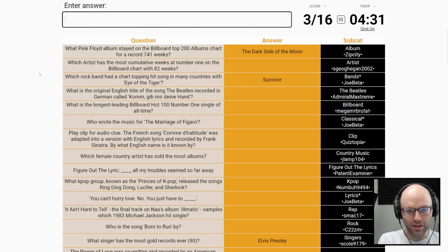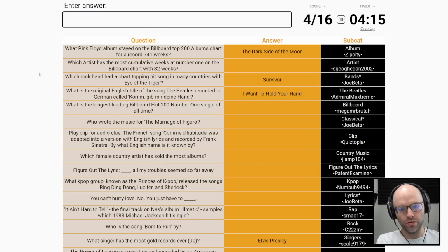What is the original English title of the song the Beatles recorded in German called Komm, gib mir deine Hand? I would say that's I Wanna Hold Your Hand. What's the longest leading Billboard Hot 100 #1 single of all time? I have no idea. It's Thriller. It's Billie Jean. It's Gangnam Style. Who wrote the music for The Marriage of Figaro? Vivaldi. I mean, Puccini. I mean, I don't know.